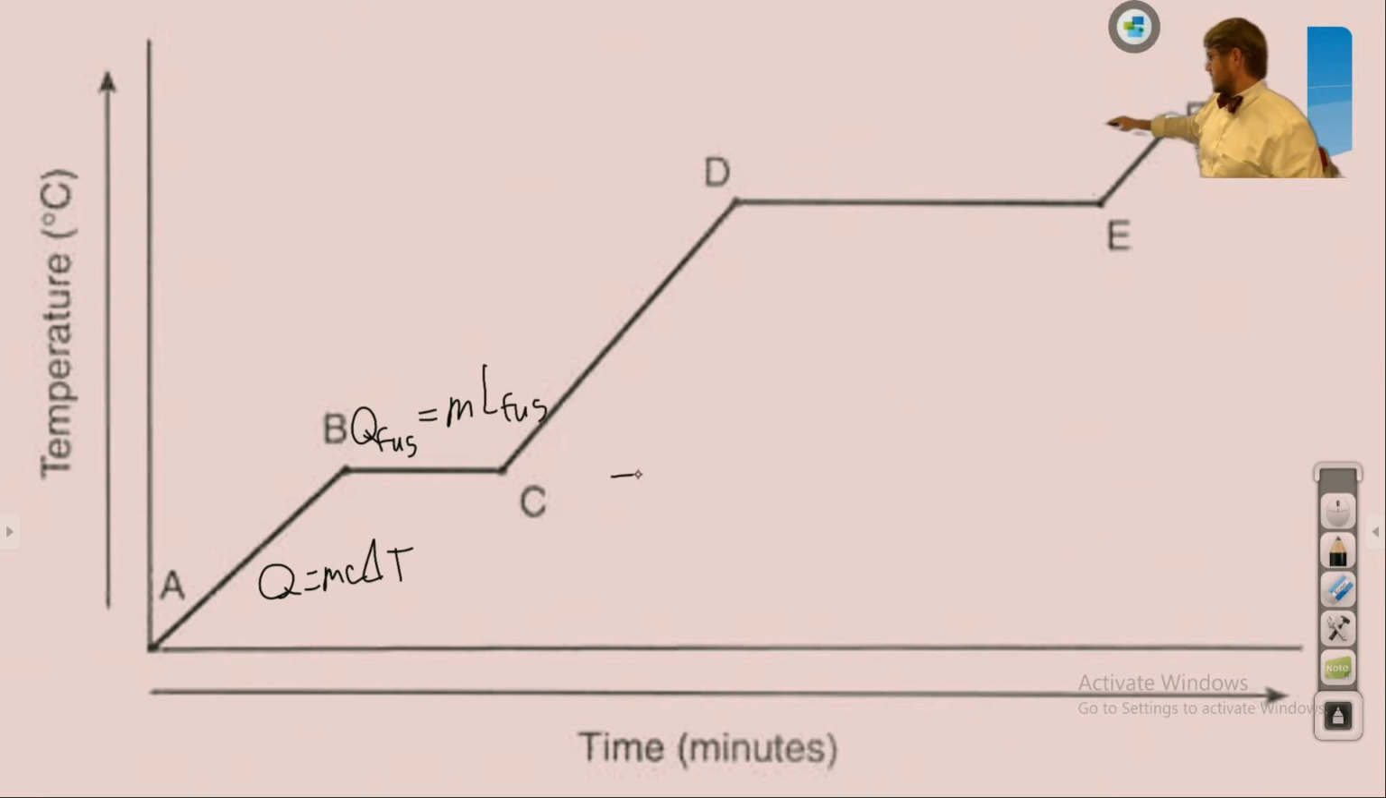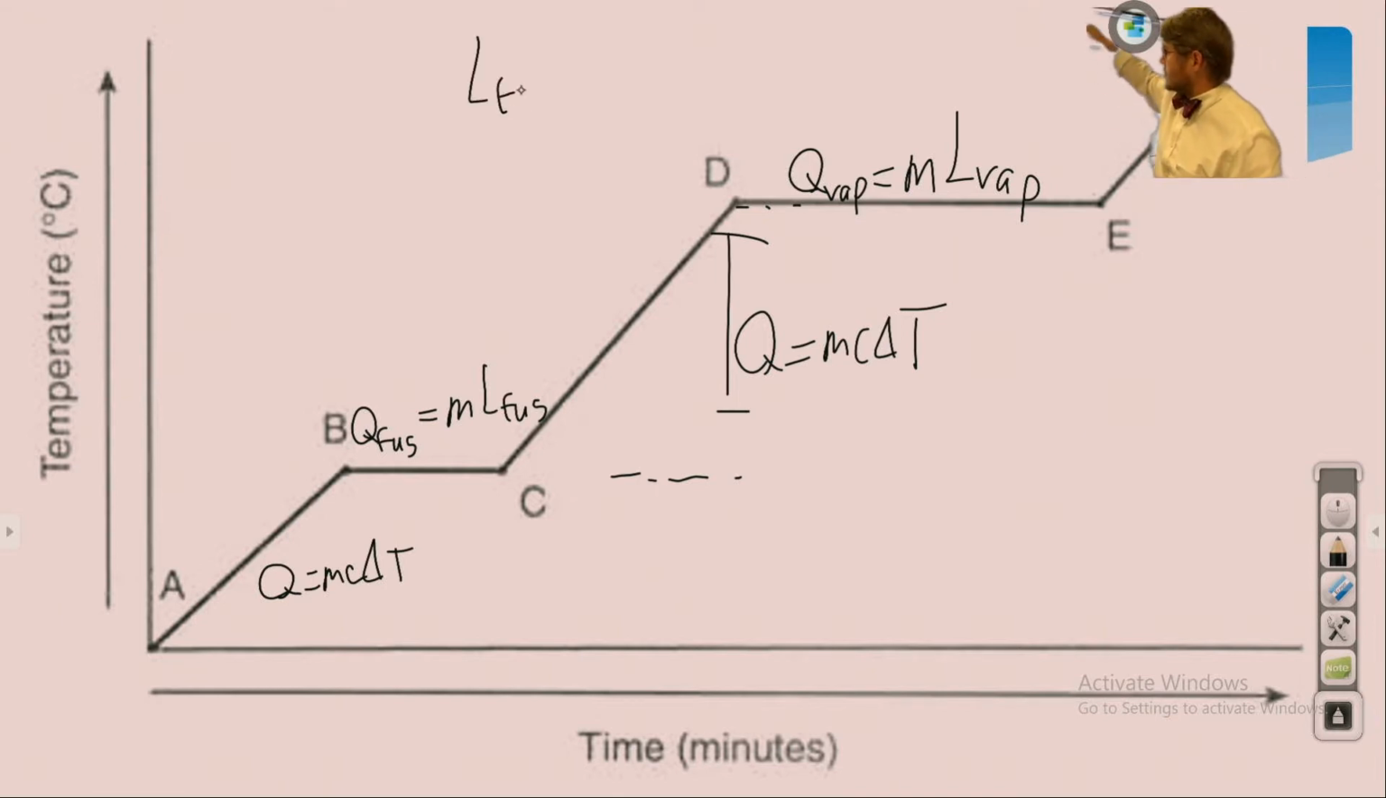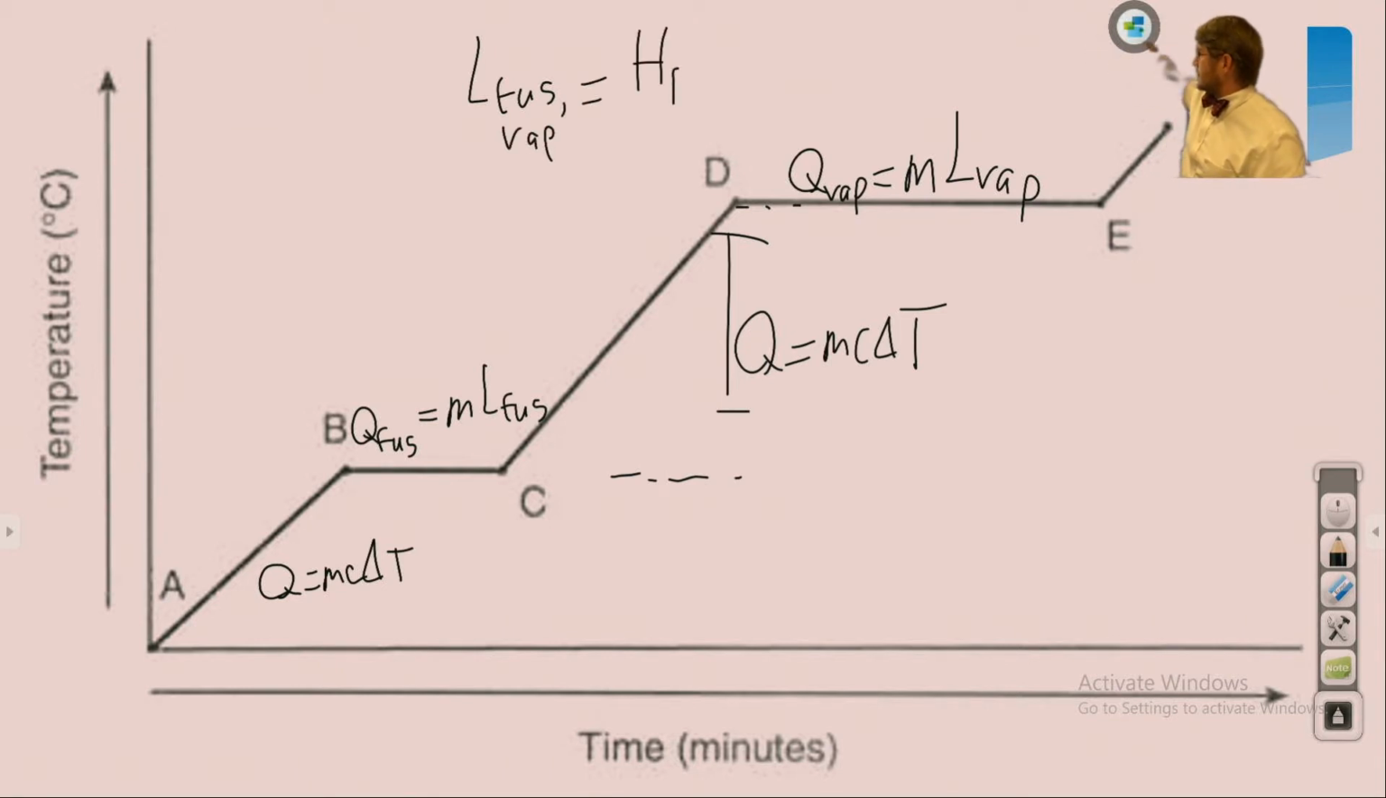Then section CD, this section is Q equals MC delta T. Then the top section is Q vap equals M times L vap. Now I want to point out here that L and H are interchangeable. L fus or vap is the same as saying H fus or vap. That's the latent heat of fusion, or heat of fusion, and latent heat of vaporization, or heat of vaporization. Anyway, that becomes the other constant to multiply by, mass times that.